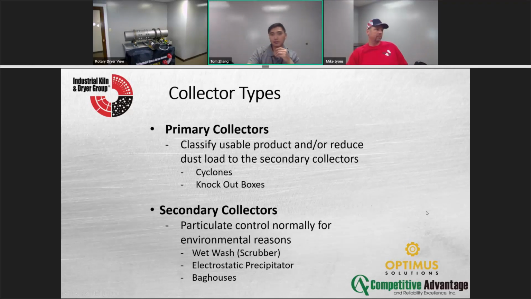So finally, we got some time left. Dust collectors: primary dust collectors and secondary dust collectors. Primary are your cyclones and your knockout boxes, and your secondary are your wet scrubbers, your electrostatic precipitators, and your baghouses. So with your knockout, your primary collectors, what's your purpose for having that?